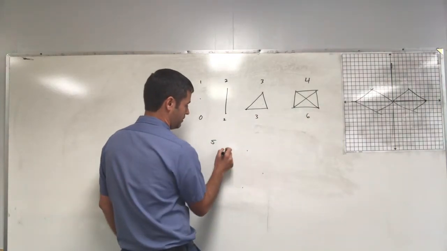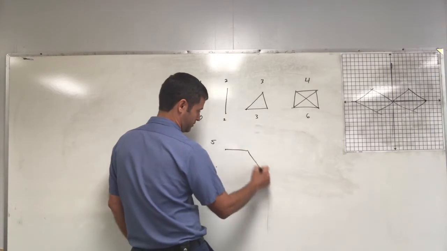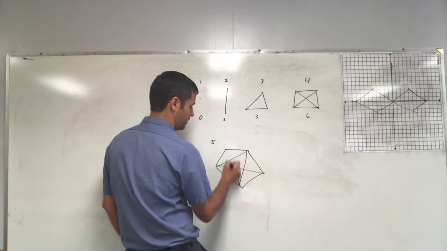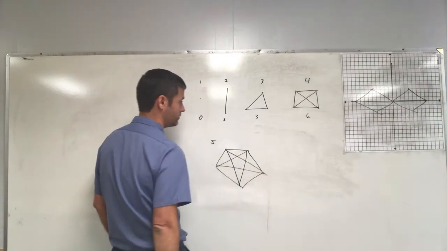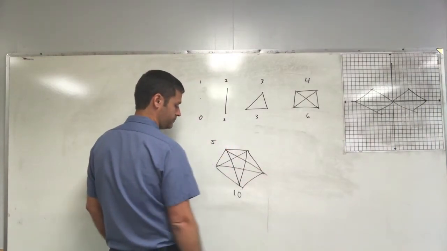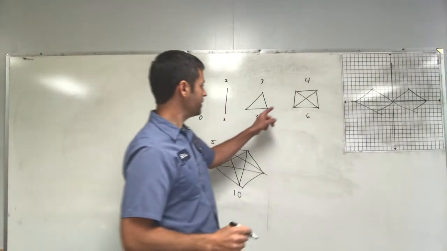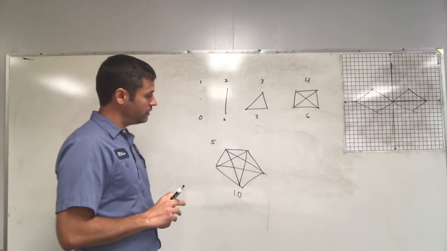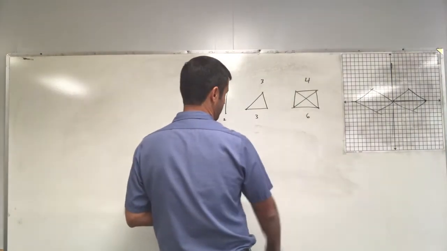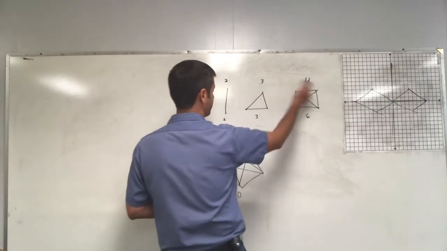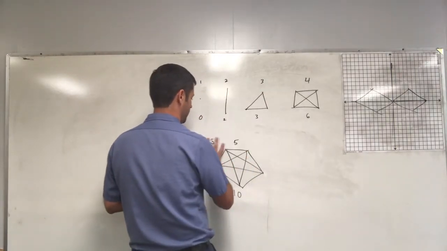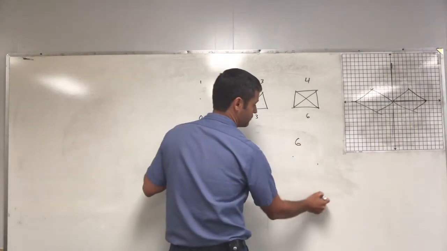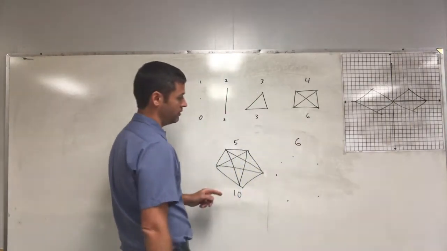3 dots is 3, 4 dots is 6, 5 dots, how many segments? Let's see. 1, 2, 3, 4, 5, 6, 7, 8, 9, 10. 1, 3, 6, 10. Do we see a pattern there? There should be a pattern. That's 5 dots. So if I have 6 dots, how many? Well, we should answer that.